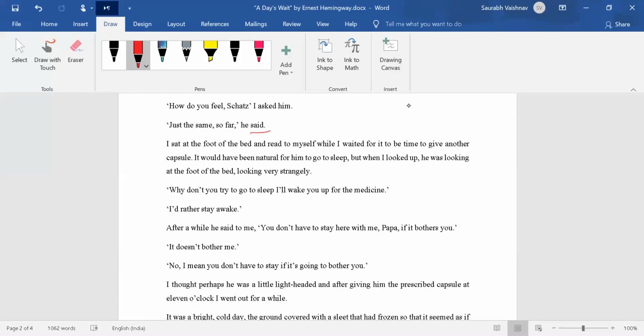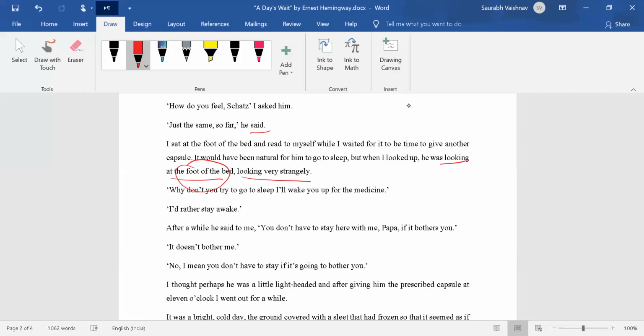I sat at the foot of the bed and read to myself while I waited for it to be time to give another capsule. It would have been natural for him to go to sleep, but when I looked up, he was looking at the foot of the bed, looking very strangely. Usually, whenever the father read stories, his son would soon go to sleep. But today, he did not. In fact, he was looking very strangely at the foot of the bed, because he is lying on his bed, and so naturally, he's looking at the foot of the bed.